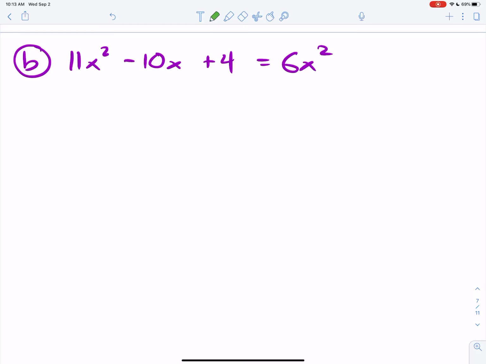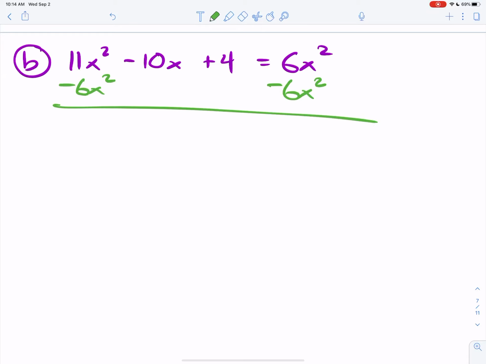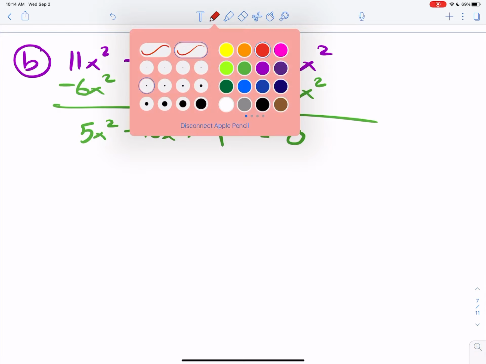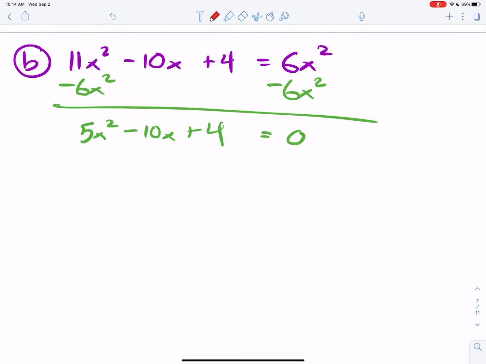Okay, so I notice the right-hand side is not 0, so I'm going to bring that guy over, and I'm going to subtract it where it can be combined. So I have 0 equals 5x squared minus 10x plus 4. All right, so A is 5, B is negative 10, and C is a positive 4.